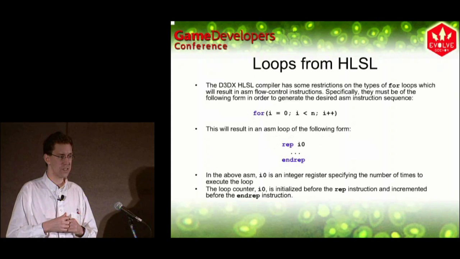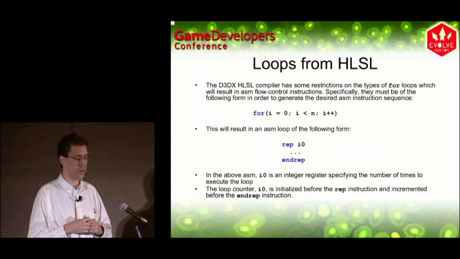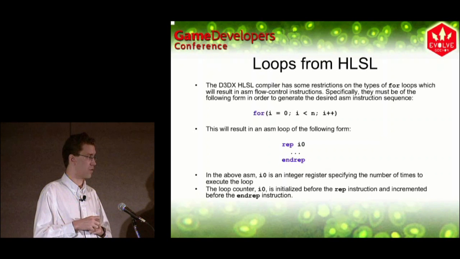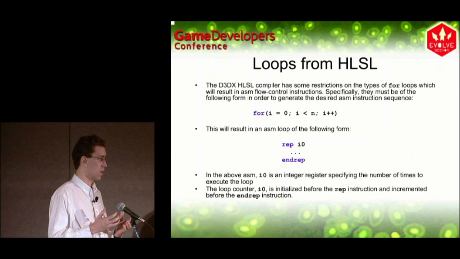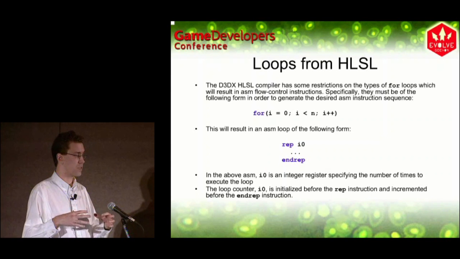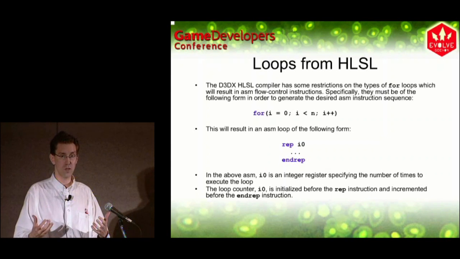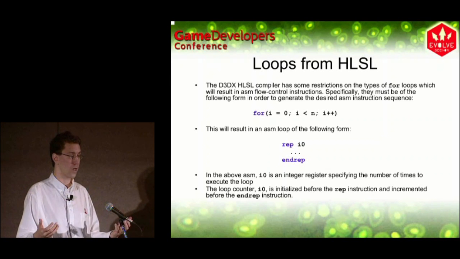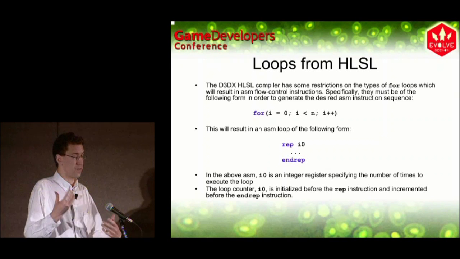Now, the D3DX HLSL compiler has some restrictions on the types of for loops that you can write, which will generate flow control. So for example, today, if you can write flow control, you can write a for loop in your code and compile it for a VS11 compile target, and it'll work. It'll work if it's a known constant.